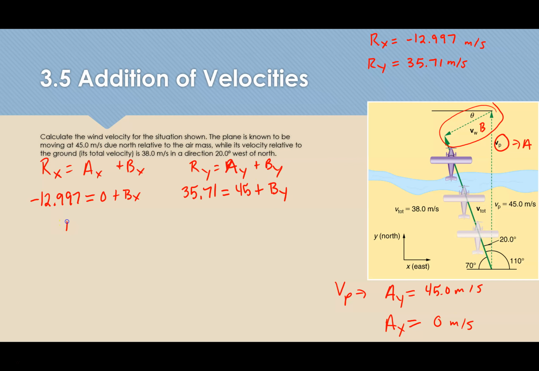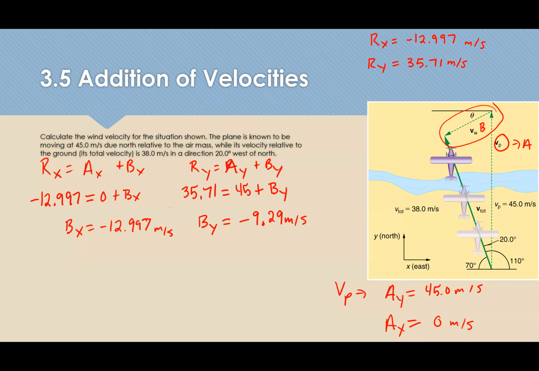I'm going to rearrange both. BX is going to stay the negative 12.997, and then BY becomes 35.708 minus 45, which will equal negative 9.29 meters per second.